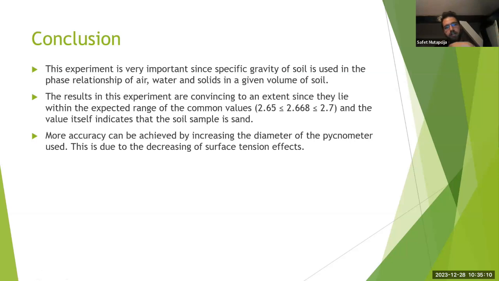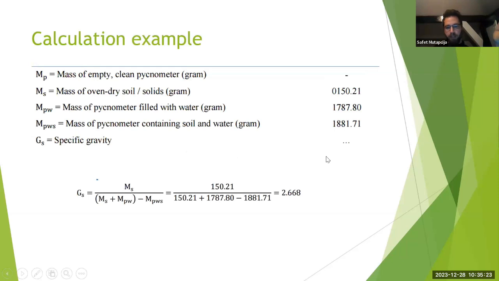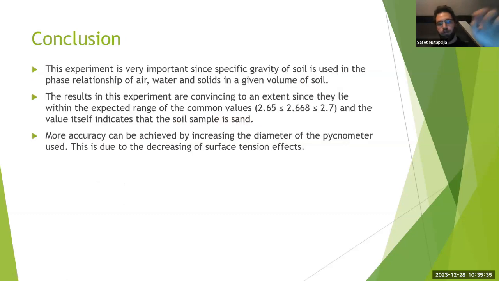The results in this experiment are convincing to an extent, as they lie within the expected range of the common values. That's just speaking about the one we had here. It's a normal value for specific gravity. I would say you can assume 2.665 and you're going to be fine most of the time if you're not doing settlement calculations. More accuracy can be achieved by increasing the diameter of the pycnometer that's used. This is due to the decrease in the surface tension effects.